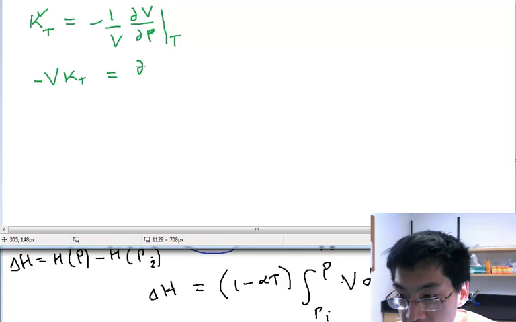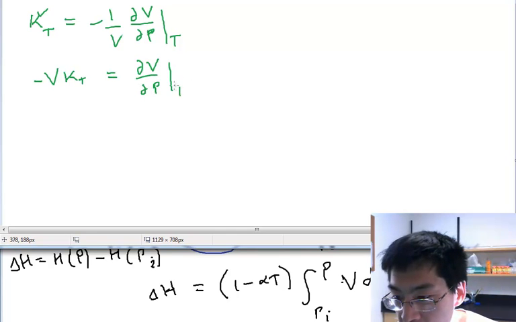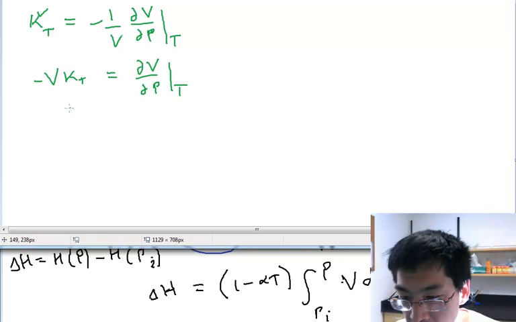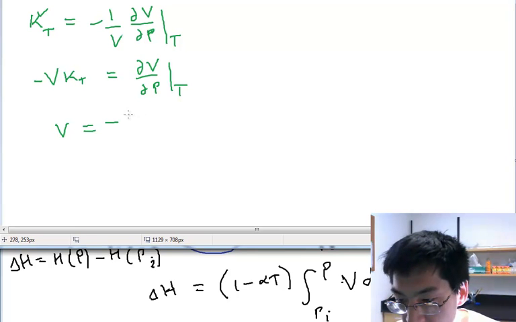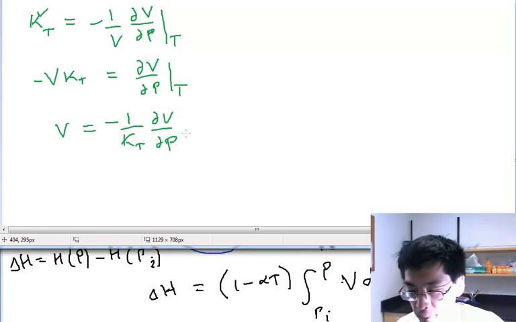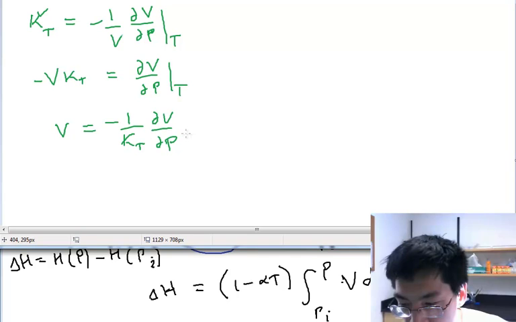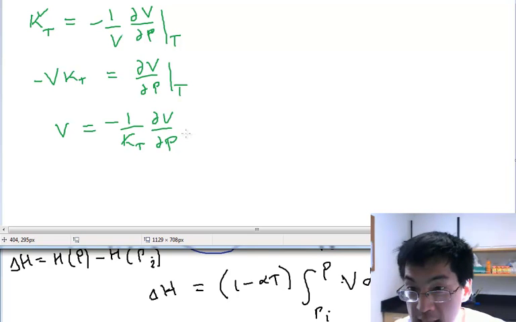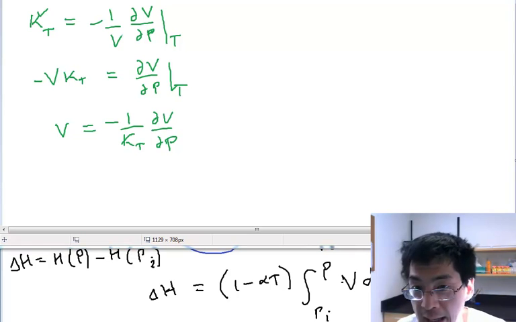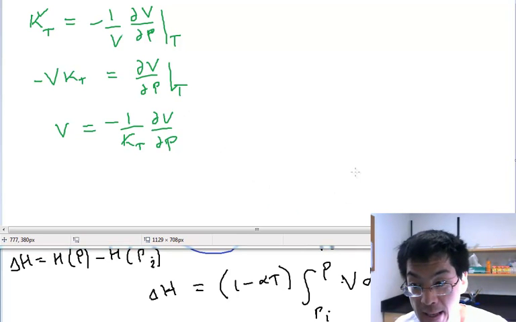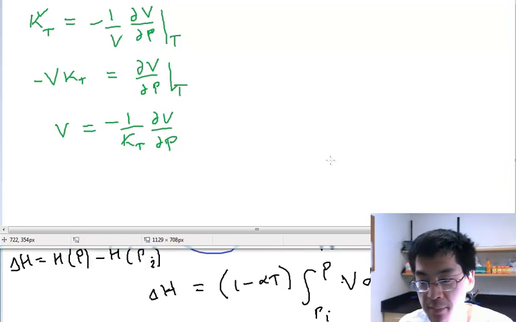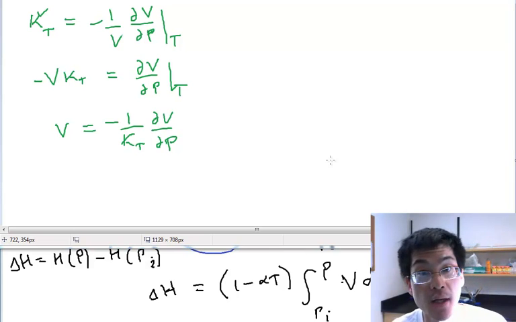Multiply negative V on both sides, so I get negative V kappa T equals del V del P at constant T. Oh, why did I do that? Let me divide both sides by negative kappa T. So V is equal to negative 1 over kappa T dV dP. Now, is that useful? Yes, it is. Except I don't want a dV. I just want V. So how can I get rid of the dV? By integrating, of course. So let me integrate this.